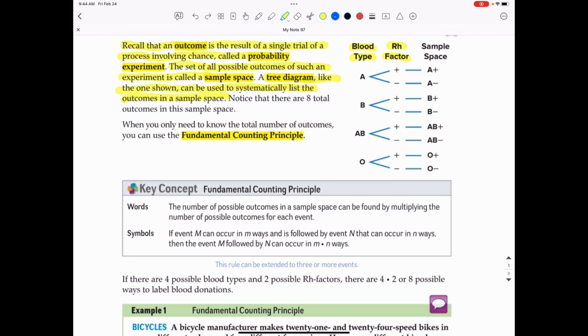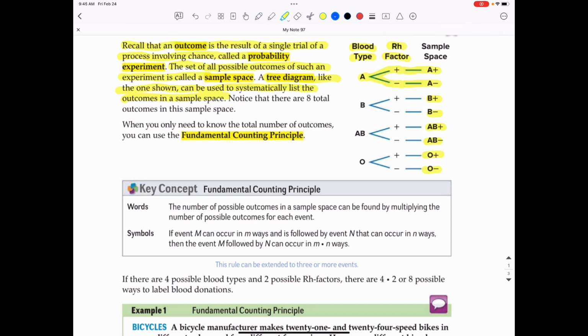So it's possible that a person of blood type A could have a positive RH factor, and he's referred to as being A positive, or A could have a negative RH factor, and that person is referred to as A negative. And that's true for all 4 blood types. They could be either positive or negative. And when you write out specifically what those blood types are, it's called a sample space. The tree diagram is used to organize the sample space.